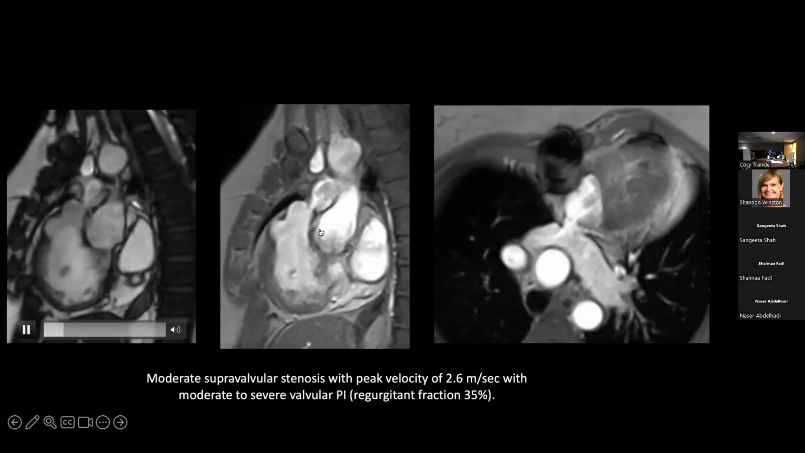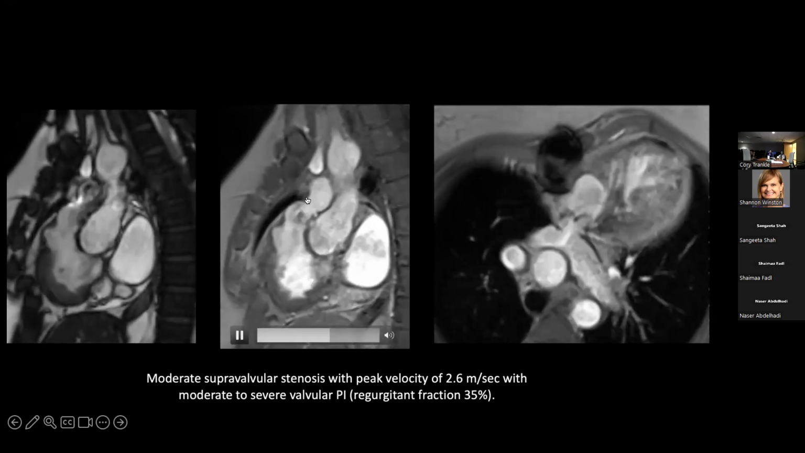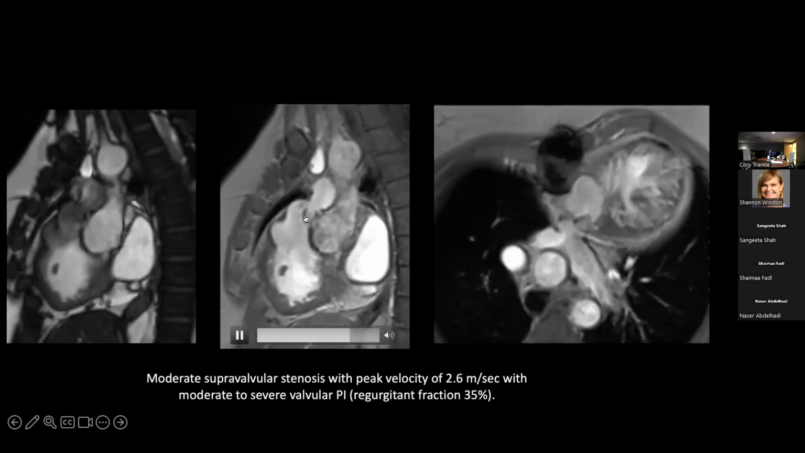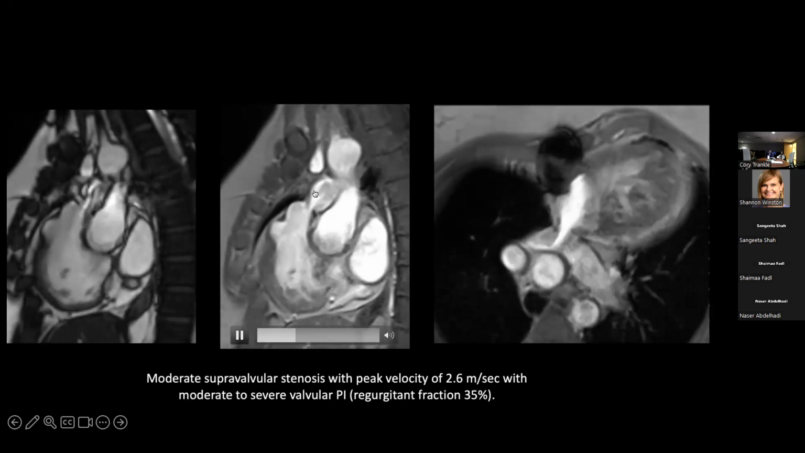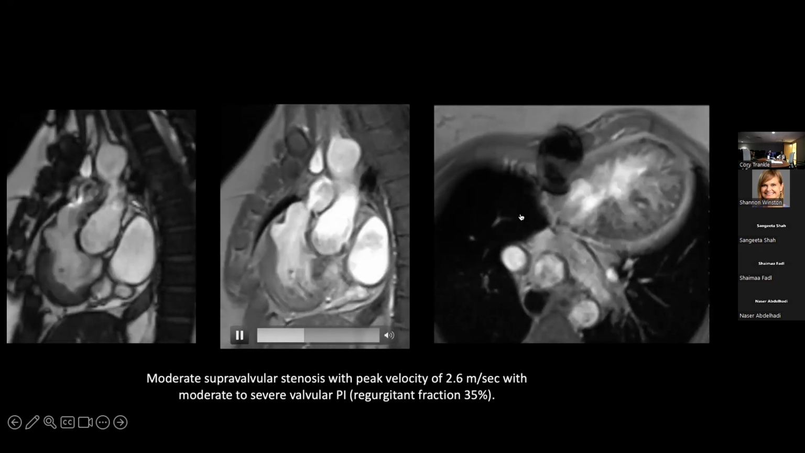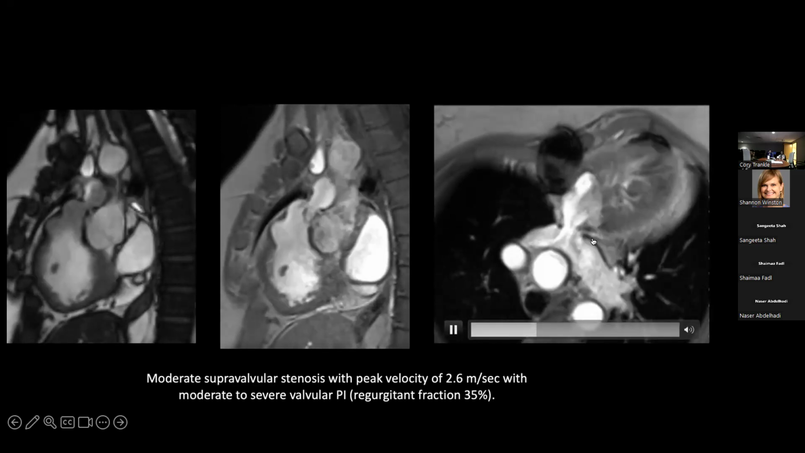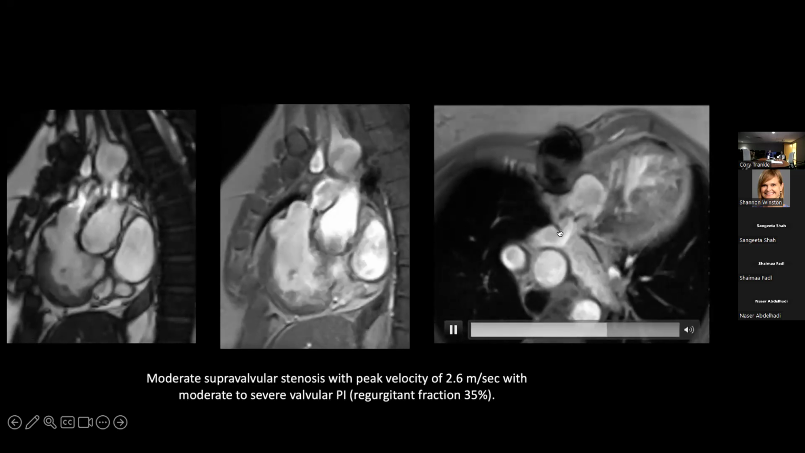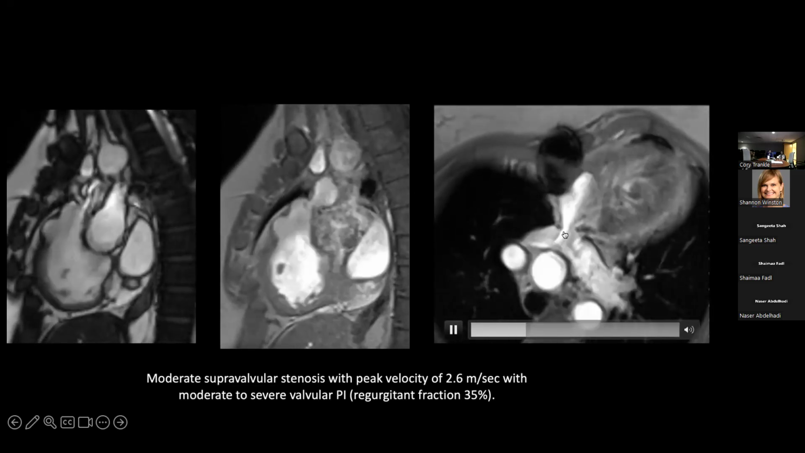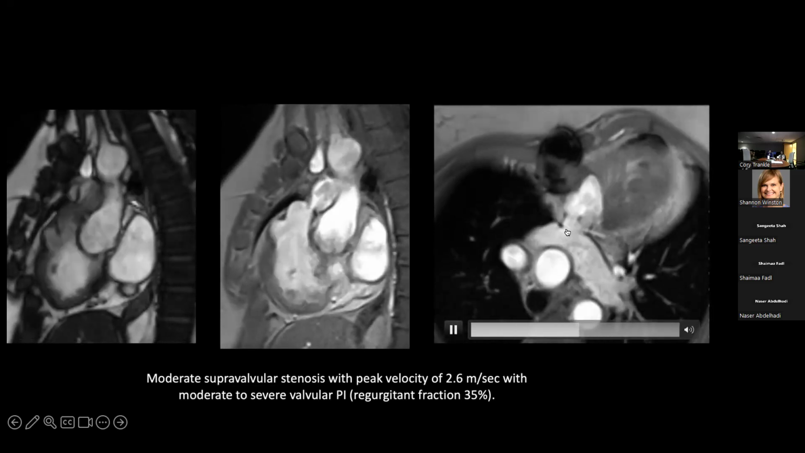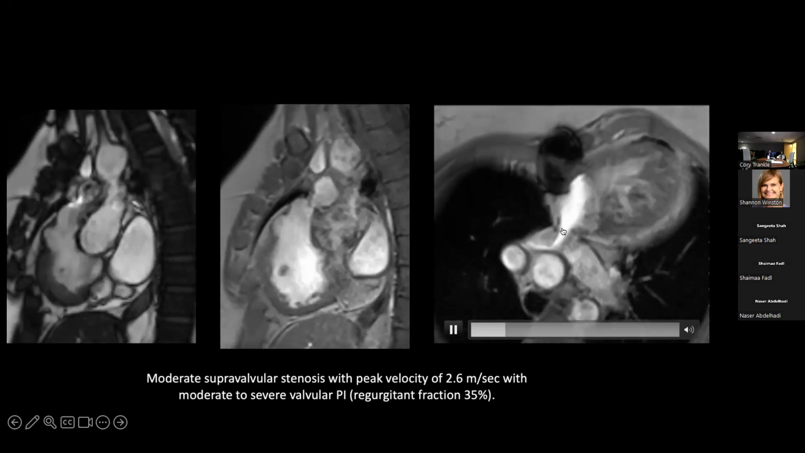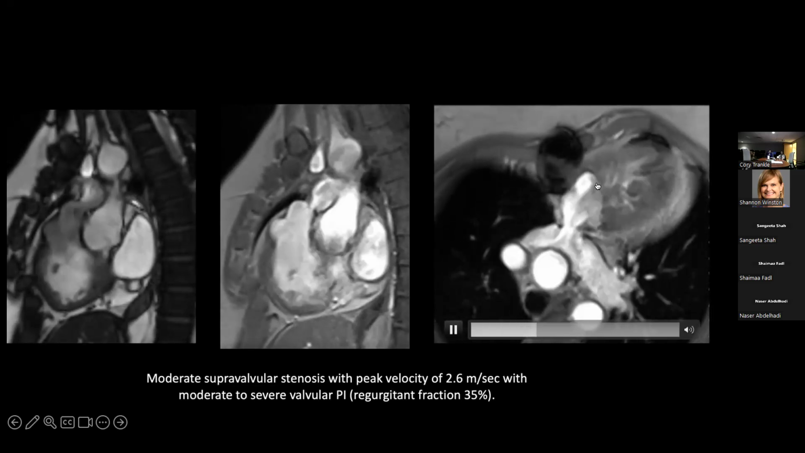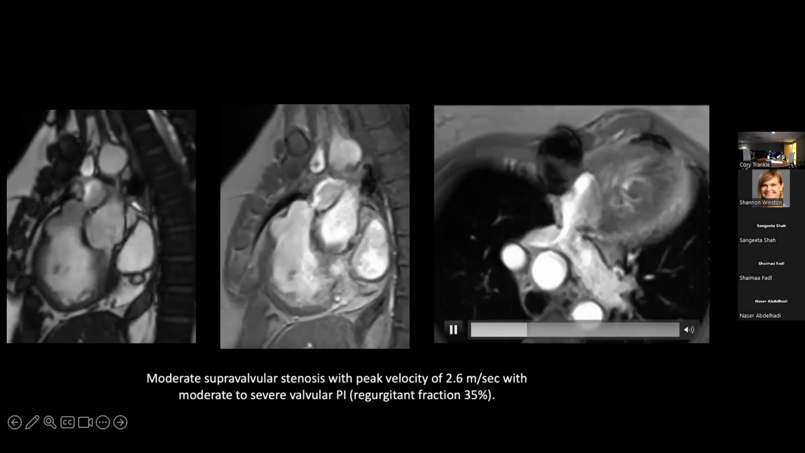On gradient images, you can notice that there is some supravalvular waist-like appearance, and there is a through-and-through movement through the pulmonary valve. And this was the axial view, and you can see the acceleration of the flow through that waist-like narrowing, what we call supravalvular pulmonary stenosis, and through-and-through movement through the pulmonary valve, indicating supravalvular pulmonary stenosis here and regurgitation to the RV. This was called moderate supravalvular stenosis.